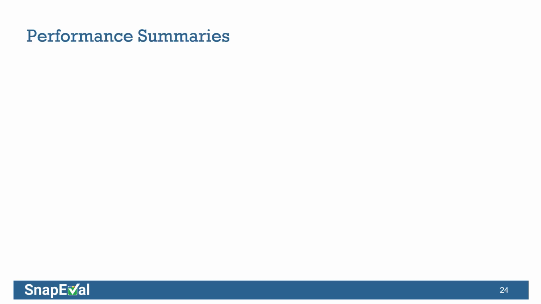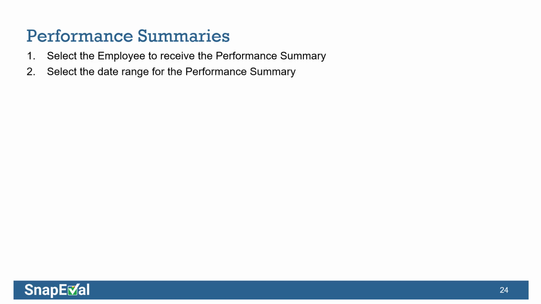So now let's talk about performance summaries. First thing we're going to do is select the employee to receive the performance summary. Now, this could be selected by the employee themselves if they're going to do a self-performance summary. This could be the employee's manager that starts this process. This could be a group administrator or a group that the employee is a member of that starts this process. And lastly, it could be the organization administrator that initiates the process of selecting the employee to receive the performance summary.